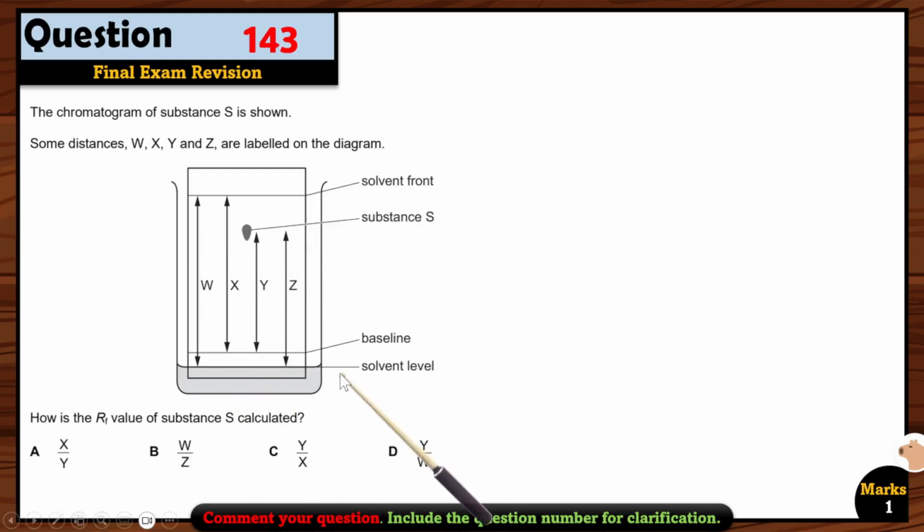Okay, so now let's see. The first measurement should be from the baseline up till where the substance has moved, right? So this is y divided by, okay, so here the right option can be C or D.